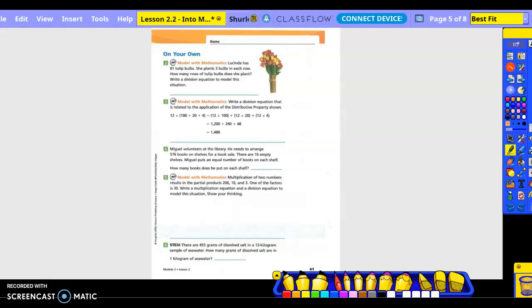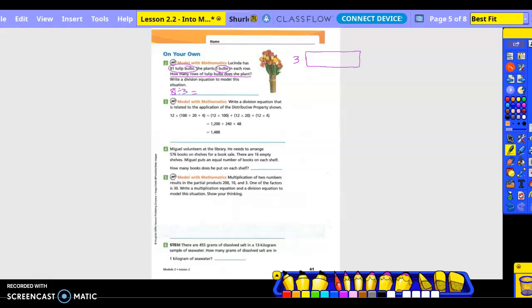On your own, number 2, model with mathematics. Lucinda has 81 tulip bulbs. She plants 3 bulbs in each row. How many rows of tulip bulbs does she plant? Write a division equation to model this situation. Okay, so basically we're going to take what? 81 bulbs divided by 3, right? And then how many rows? So 81 divided by 3 equals our answer. So I'm going to have my box, and I'm going to put 3 out here.